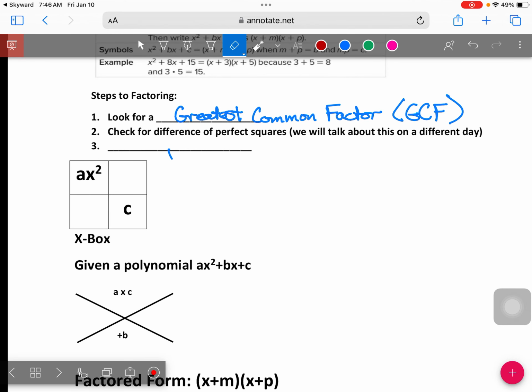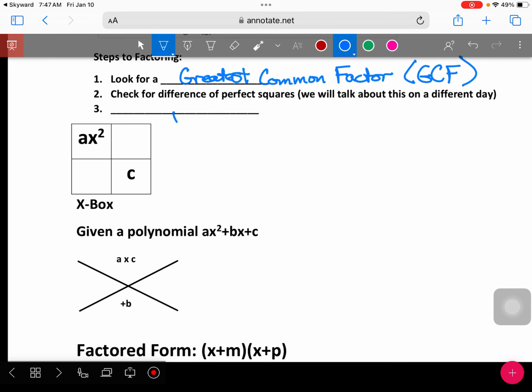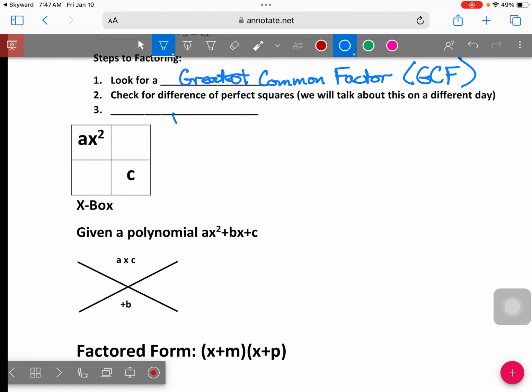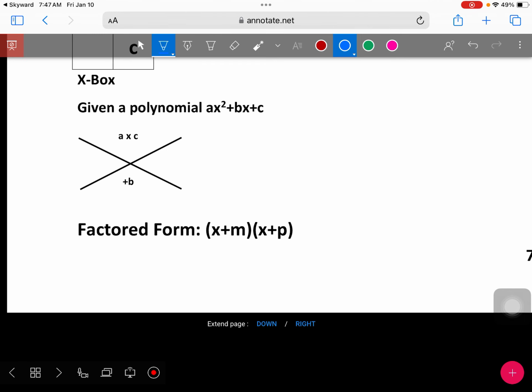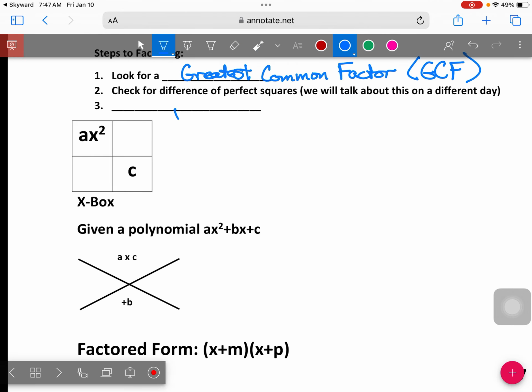3, shoot, and I forget how they did this. What do they call this? Let's skip 3 for a minute just because I don't know the exact wording that they're looking for there.